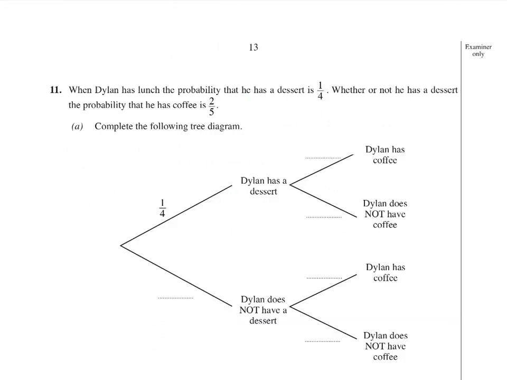Okay, and to finish off, some probability trees. First of all, I've already seen this one's a quarter. That means I know this one should be 3/4. Next, reading the question, I'm told that the probability that Dylan has a coffee is 2 over 5. So having a coffee, 2 over 5, that means this must be 3 over 5. And I can go and fill those in both.